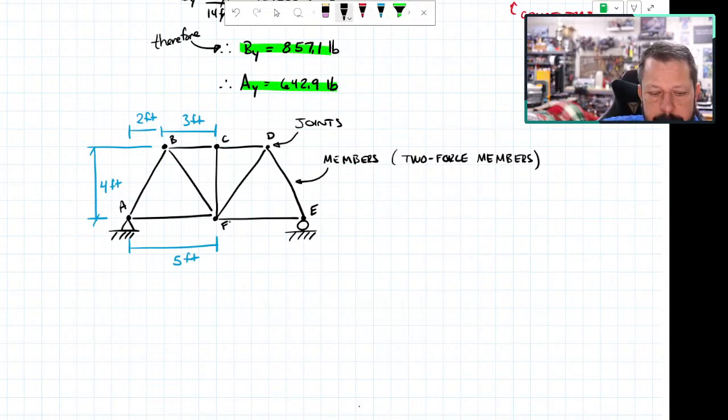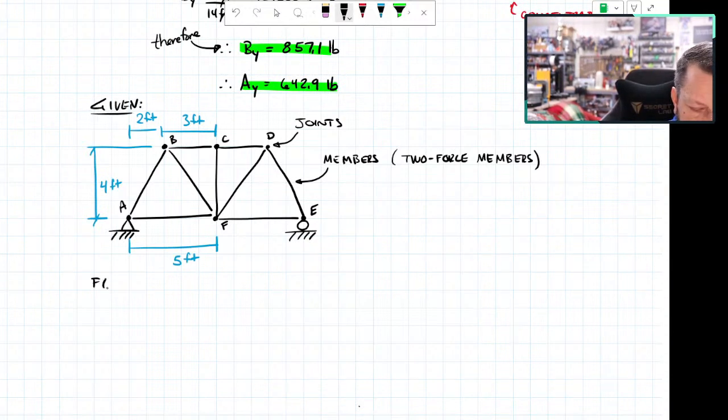Let's say that we want to find, this is not a super complicated truss, so method of joints would work fine for this. It wouldn't be much more work than what method of sections is going to be. But let's say that we want to find the force in member BF. So we're given all of this, and we want to find the force in BF.